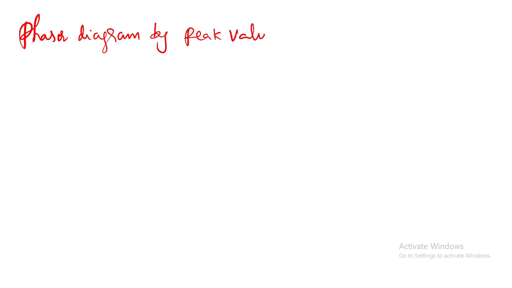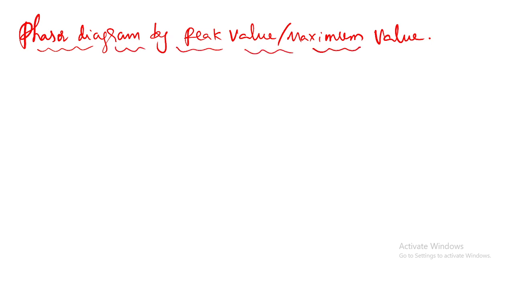Okay, next phasor diagram. By peak value, or you can say maximum value. You know already. What I am going to do is, you want to draw that previous one, you can draw, or else directly we can go with the phasor diagram. Okay. So what is that?